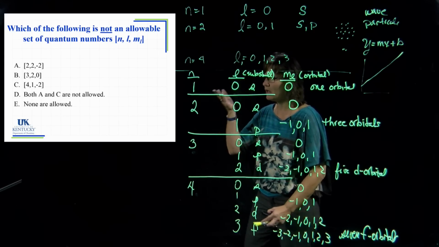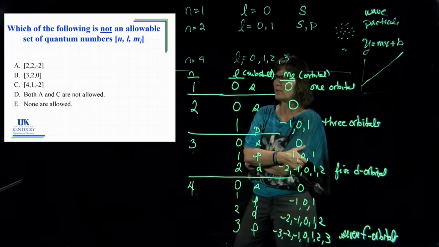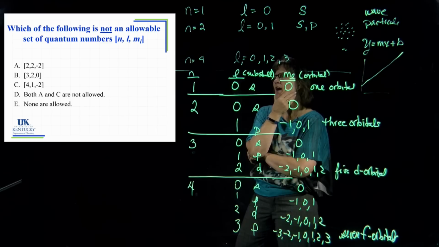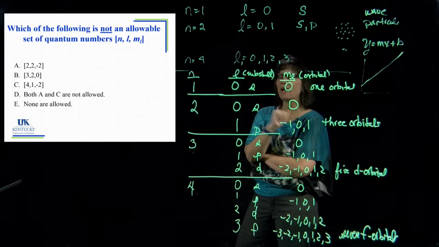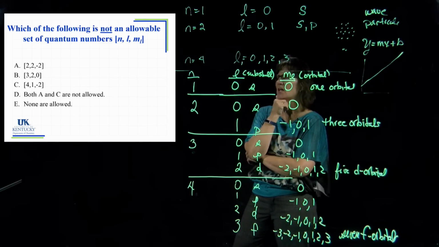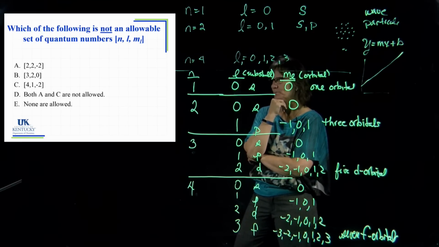So over here is an example that you're going to stop and think about in terms of this table, deriving which one of those is not an allowed set. You can't just have any possibility. Which one's not an allowed set of quantum numbers?